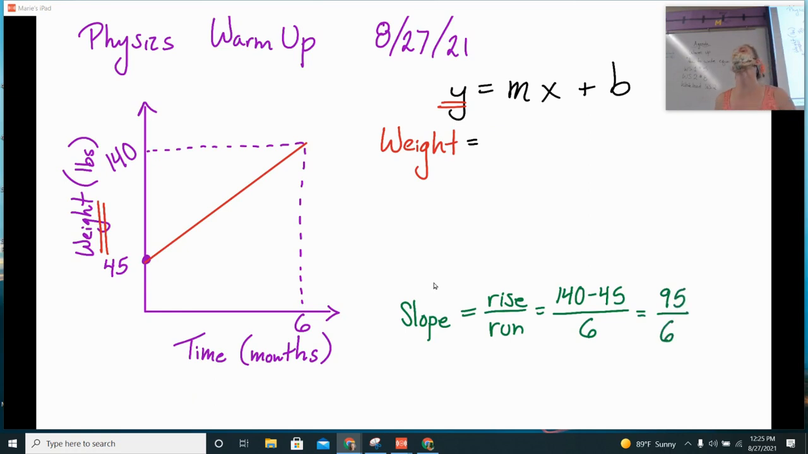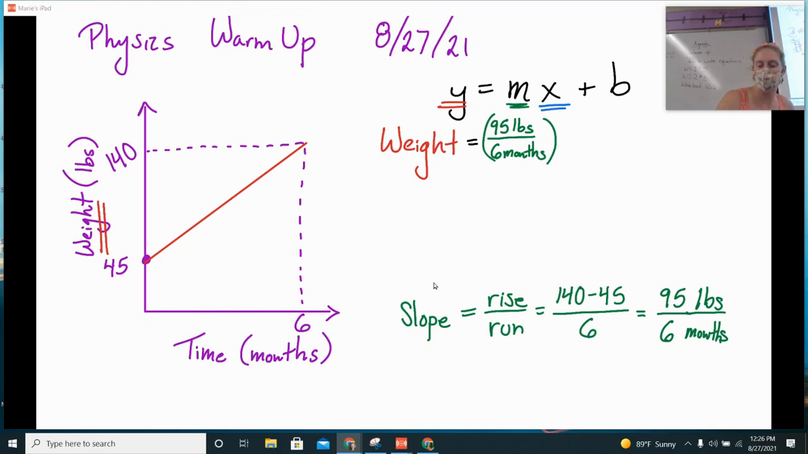Then I need to make sure I have units for my slope. On the y-axis, that's my rise. So that's 140 pounds and 45 pounds. Therefore, my units are pounds. So this is 95 pounds is how far it went up, divided by how far it went over, which is 6 months. Okay. So my slope then is 95 pounds over 6 months. So this is my slope.